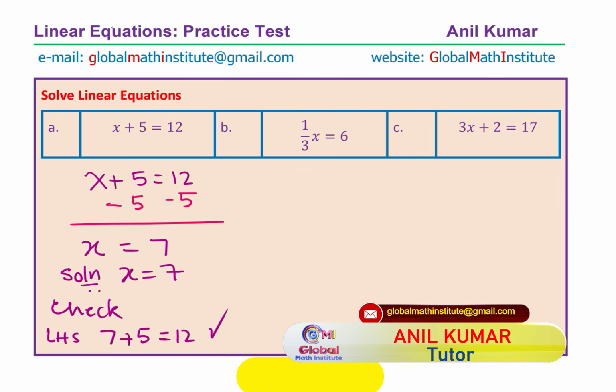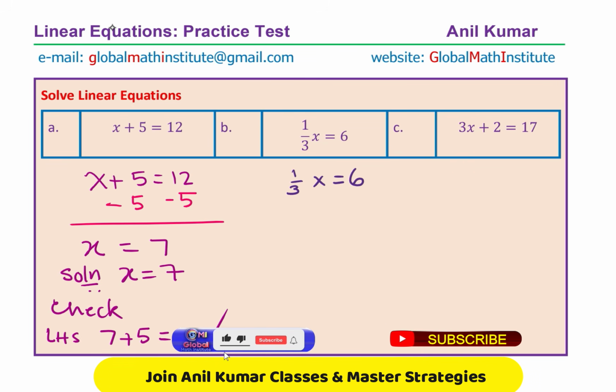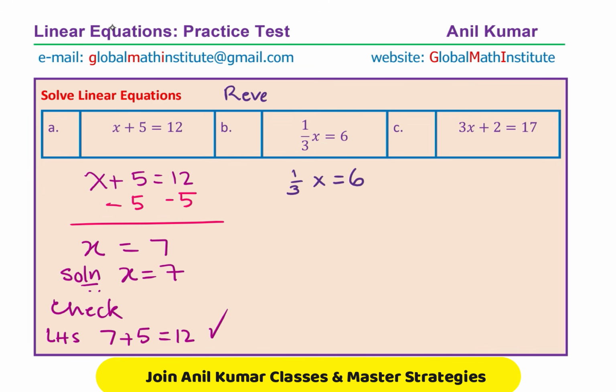Now let's take up the next question, which is 1/3 of x equals 6. Now basically we need to do the reverse operation. Last time the reverse of plus was minus. You get the idea. So we are learning reverse operation in this particular case. So the strategy, you can say, is reverse operation.